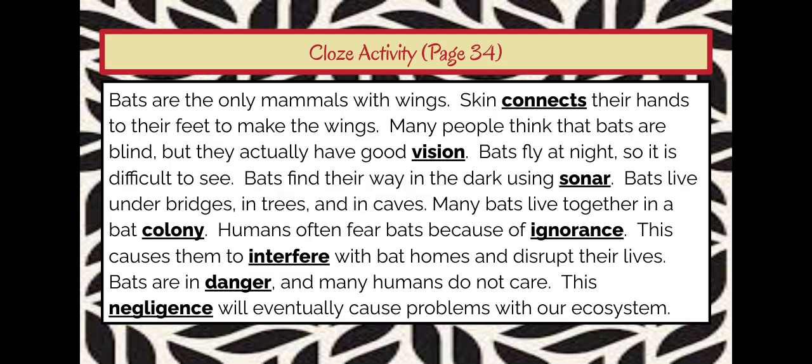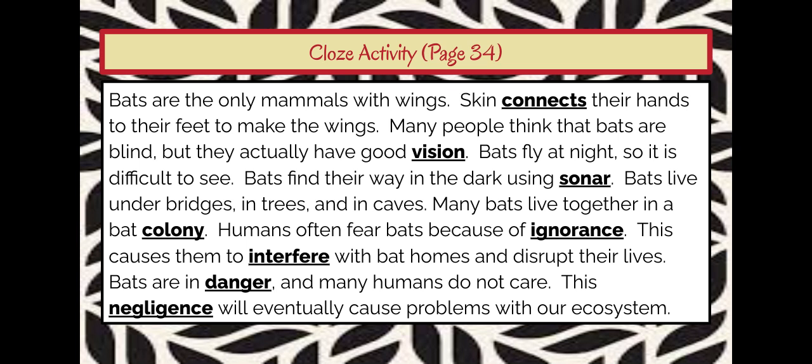Bats are the only mammals with wings. Skin connects their hands to their feet to make the wings. Many people think that bats are blind, but they actually have good vision. Bats fly at night, so it is difficult to see. Bats find their way in the dark using sonar.